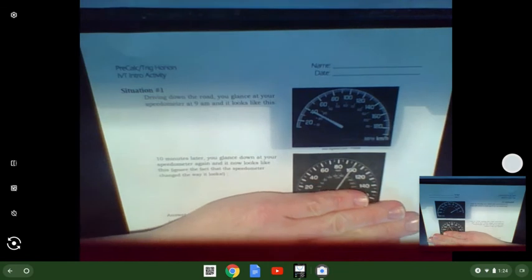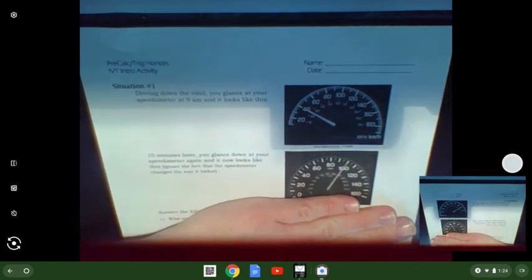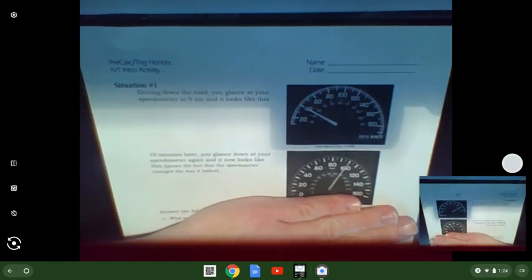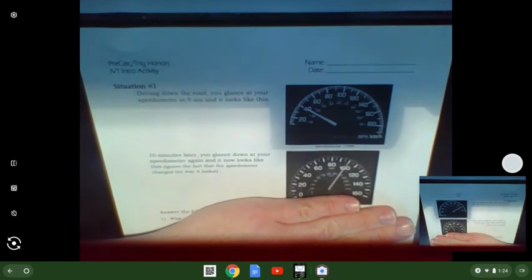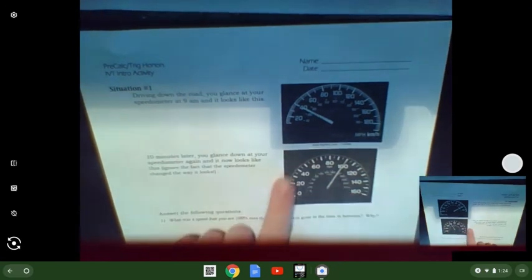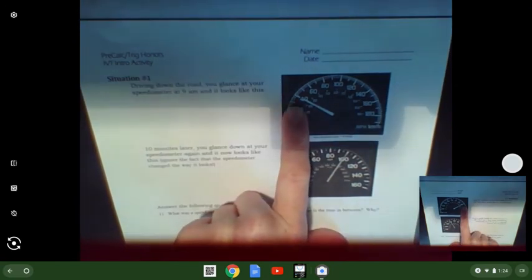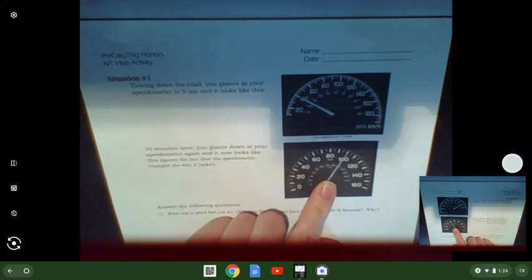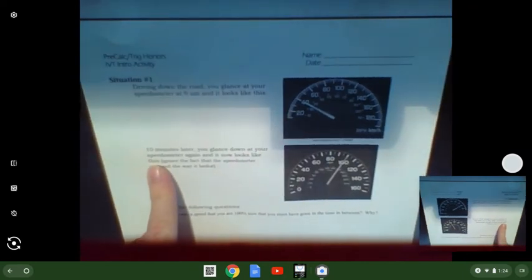10 minutes later, I guess this says, you glance down, your speedometer looks like this. Now, side note, I realize these are not from the same car. I got these off the internet. So what do you notice about your speed other than your speedometer changed? Our speed went from 40 miles per hour to 100 miles per hour in a matter of 10 minutes.